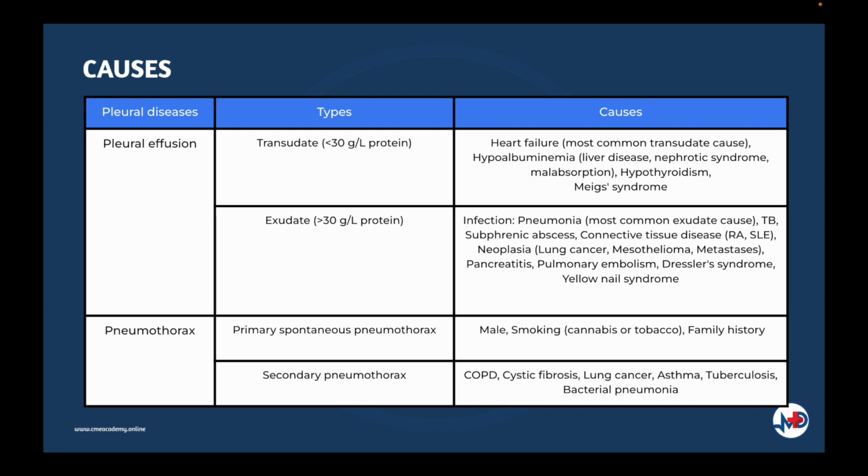As for exudative pleural effusion, it's commonly seen in infections secondary to pneumonia, which is one of the most common exudative causes, tuberculosis, a subphrenic abscess, connective tissue disease such as in RA and SLE, neoplasia, pancreatitis, pulmonary embolism, Dressler syndrome, and yellow nail syndrome. For pneumothorax, as they are divided into primary and secondary pneumothorax, all we have to remember is that secondary pneumothorax is usually secondary to an underlying lung disease.